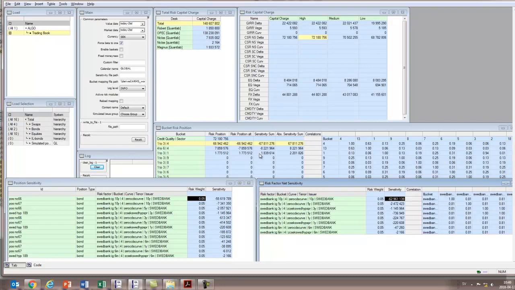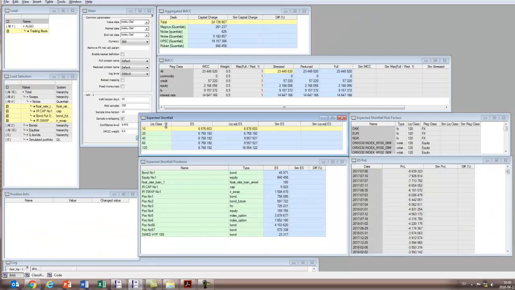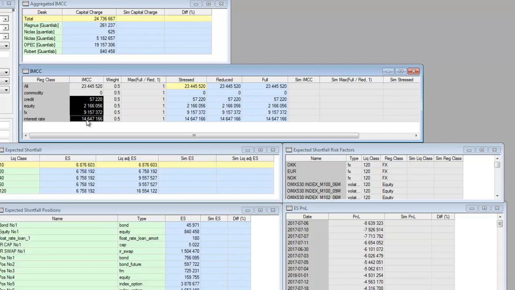So this is the way you need to go through it, and if you want to go through the internal model, it's the same way. We have to go into a more detailed view of how these capital charges are aggregated, and we can then see that the total charge comes from the full set, the reduced set, and the stressed set, and it's broken down by the asset classes.